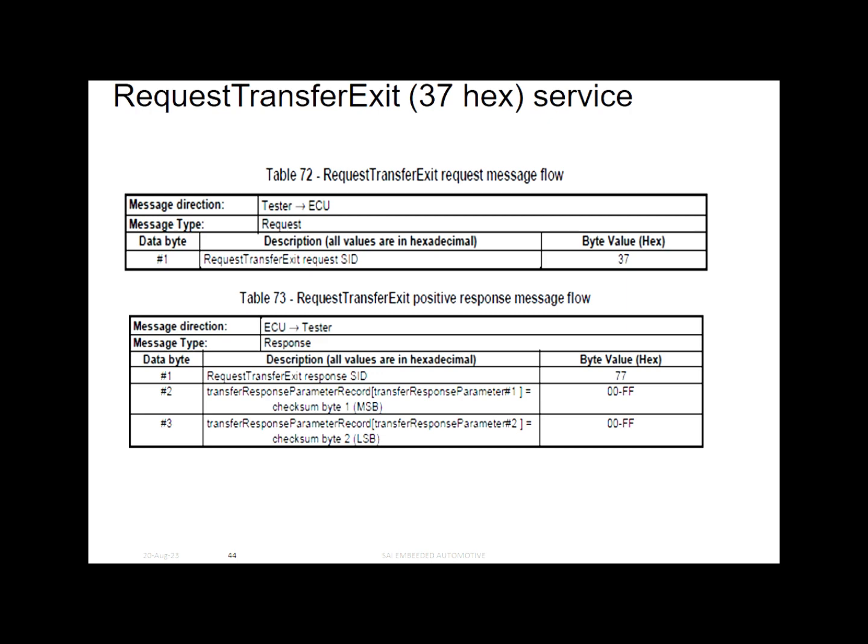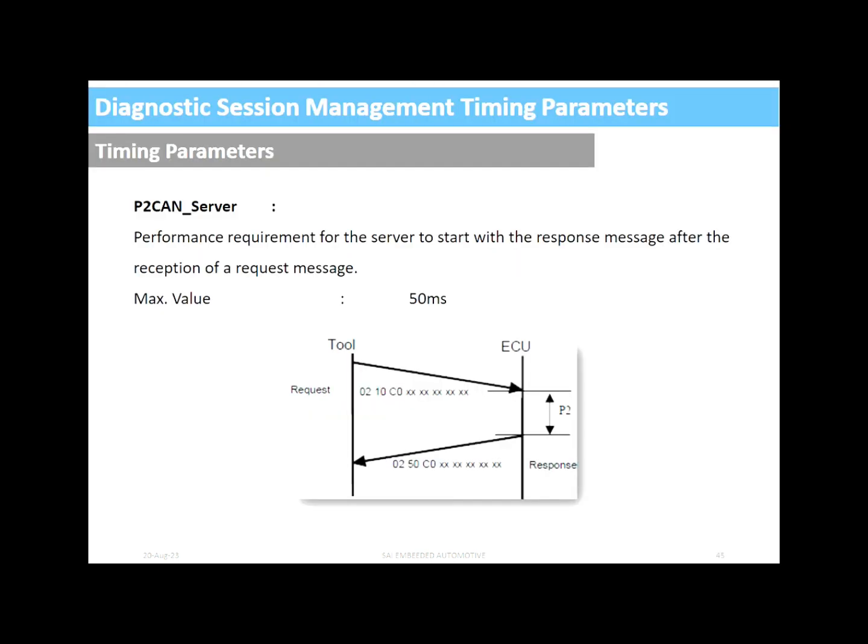Request transfer exit. This service is used by the client to terminate a data transfer between the client and server, upload or download. So here the respective service ID NRCs it will support are 13 incorrect message length or invalid format and 24 request sequence error.